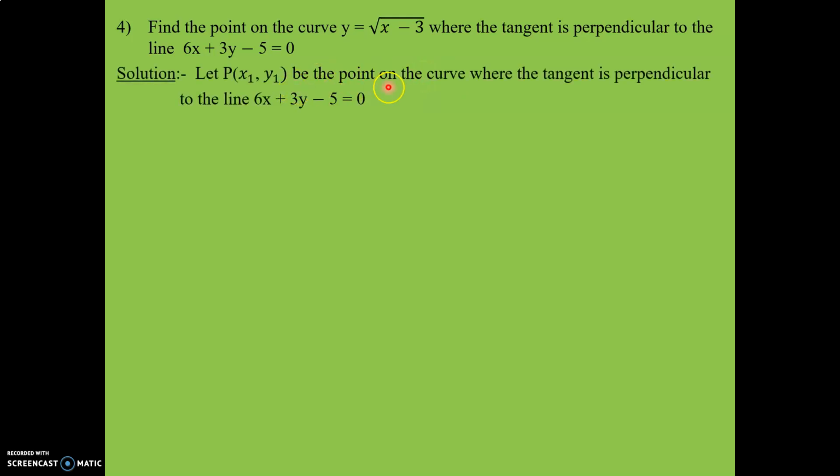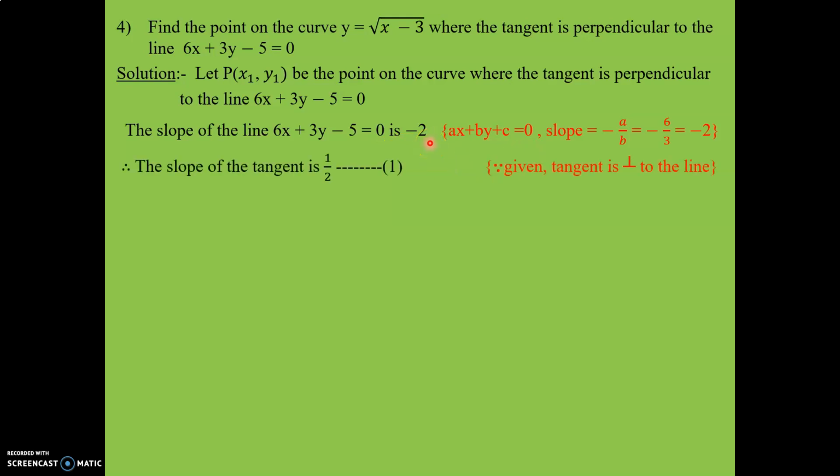So let P (x1, y1), we are assuming that point P (x1, y1) be the point on the curve where the tangent is perpendicular to the line 6x plus 3y minus 5 equal to 0. The slope of the line we can find out by using this formula. Ax plus by plus c format is given. So slope is minus a upon b, that is minus 2. So what is the slope of the tangent? Tangent is perpendicular to the line. We found the slope of this line, so perpendicular means it is 1 upon 2. It is minus 2, so minus 2 into this one, we know that the product is minus 1. So we are using that.